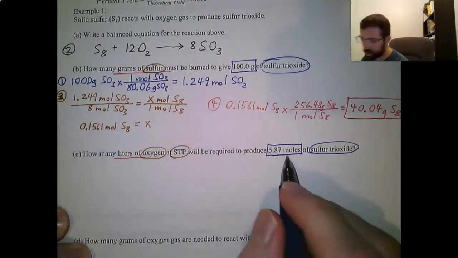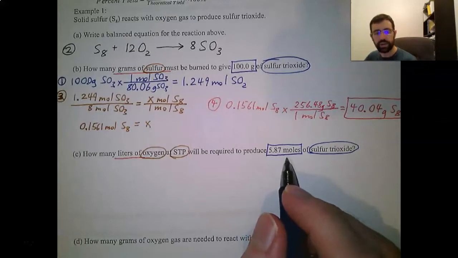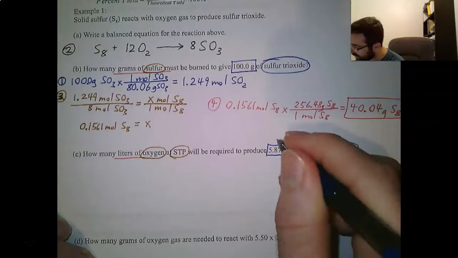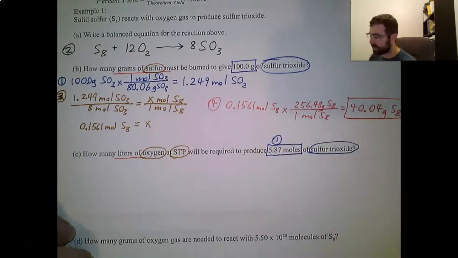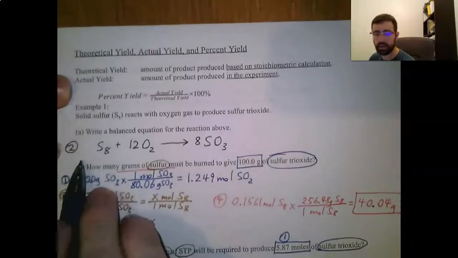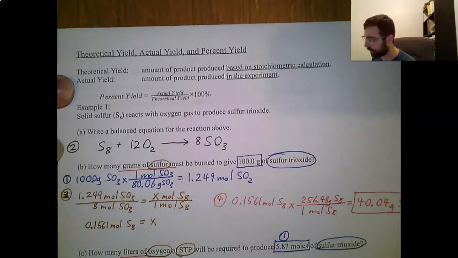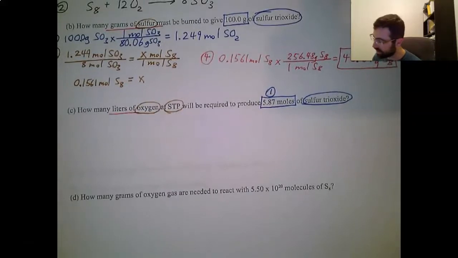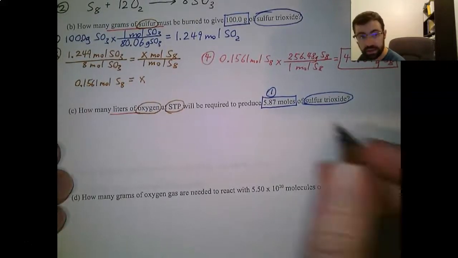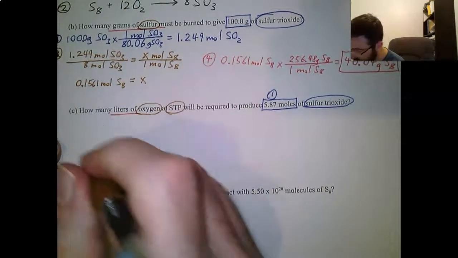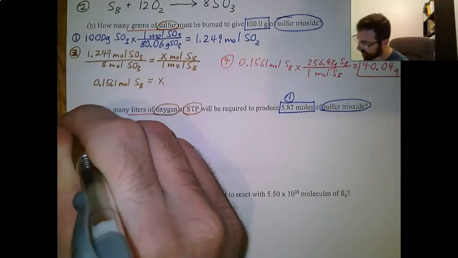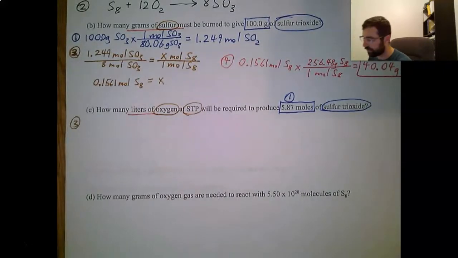Step 1 is turn your given into moles. Well, I already have moles, so step 1 is already given to me. Step 2 is balance the equation. I already have a balanced equation at the top. Step 3 is to do our stoichiometry. So let's do that real quick. Do a calculation to find what I'm looking for.